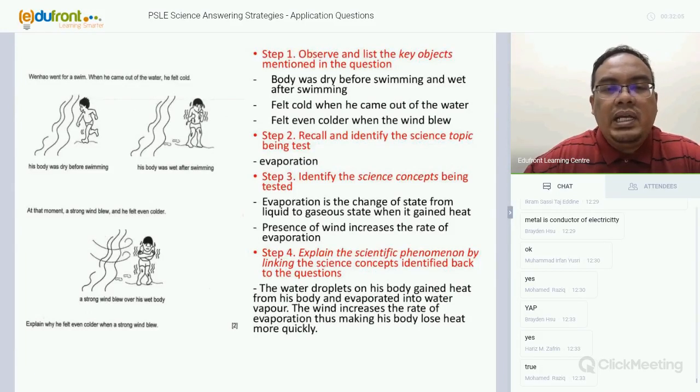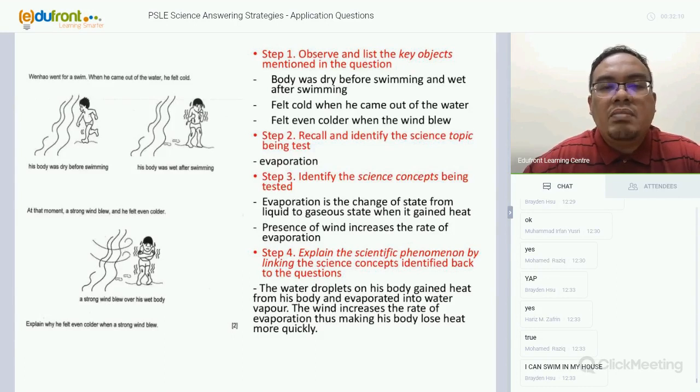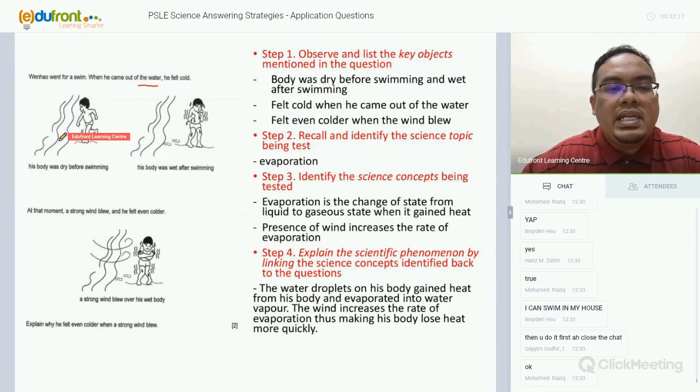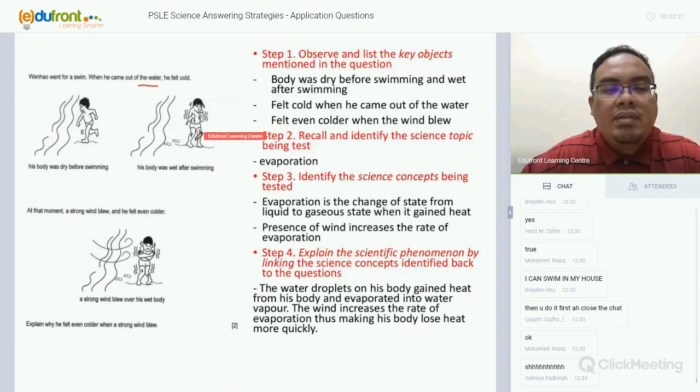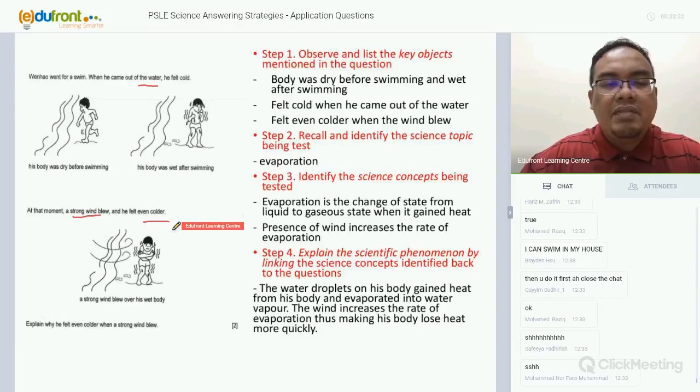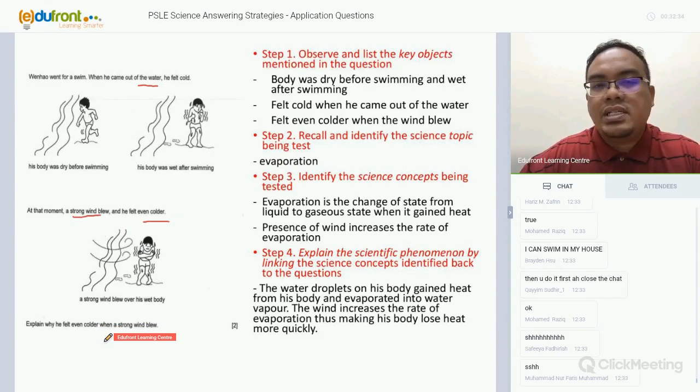Okay, again, let's follow the thinking process. Step number 1, list the key objects. Identify the key objects, the clues given to you in the question. The first clue: he came out of the water. At first he was in the water, and when he came out, you can see that he was shivering. Wen Hao was shivering, right? He was wet after swimming, and then the strong wind blew, and he felt even colder. So the question is a 2-mark question. Explain why he felt colder when a strong wind blows.